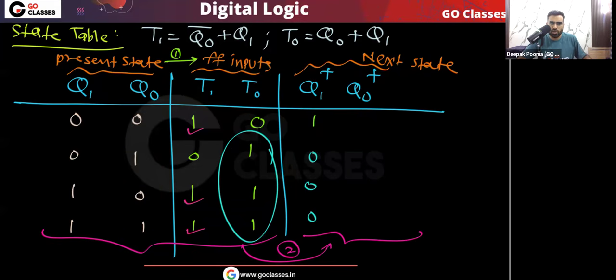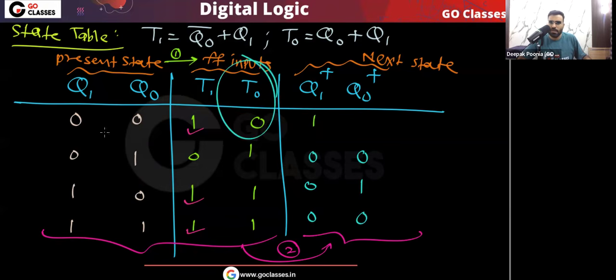So I can say this Q0 next will be the complement of Q0, so that will be 0, 1, 0. And when T0 equals 0, the next state will be the same as the present state. So here this Q0 next will be 0. Very simple. Now let's draw the state diagram.